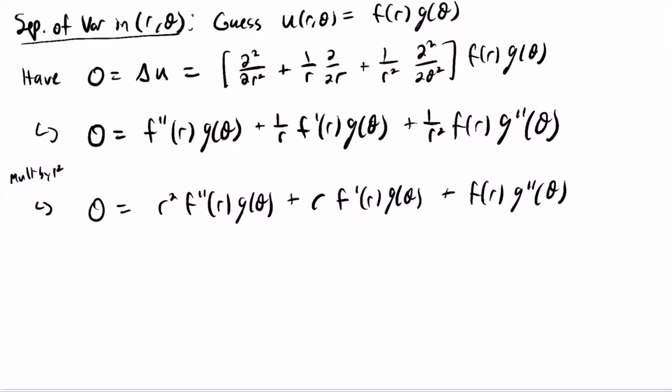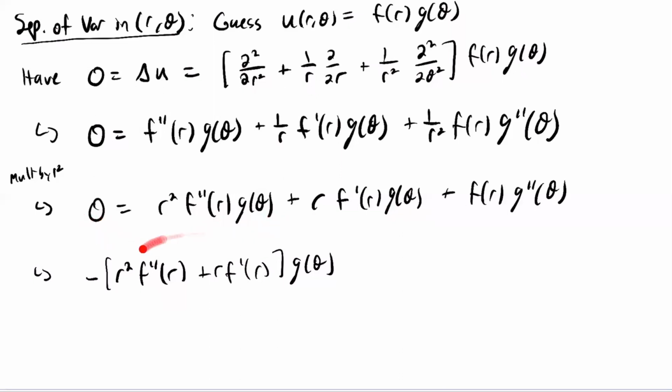Now let's move the first two terms over. We end up with minus r squared f prime prime of r plus f prime of r times r, and I'm going to factor out the g of theta. This is from the first two terms; I'm going to move them over to the other side. Notice that both of these have g of theta, so I can factor this out. And this is all equal to what's left over: f of r times g prime prime of theta. We're trying to get all the terms that depend on r on one side and all the terms that depend on theta on the other side. Now it's clear how to do this.